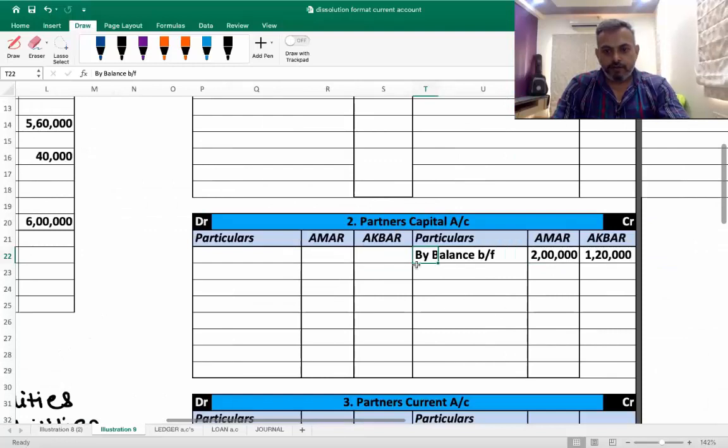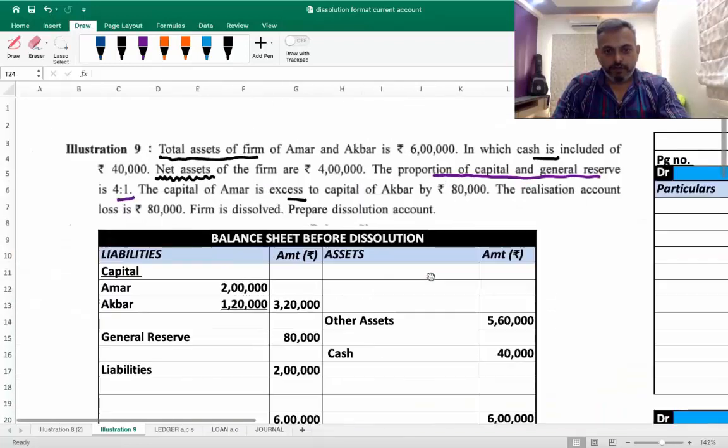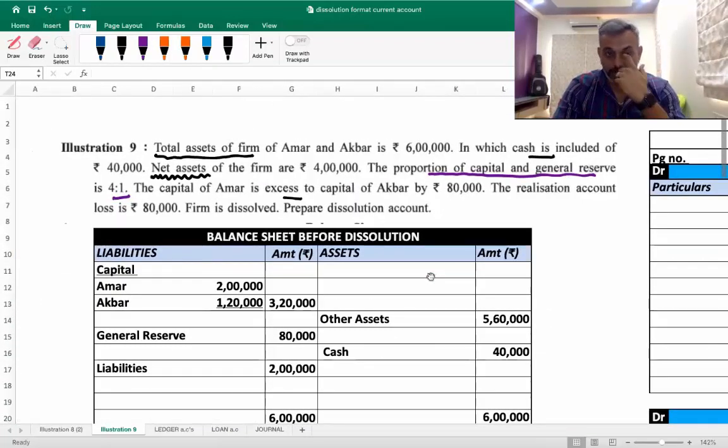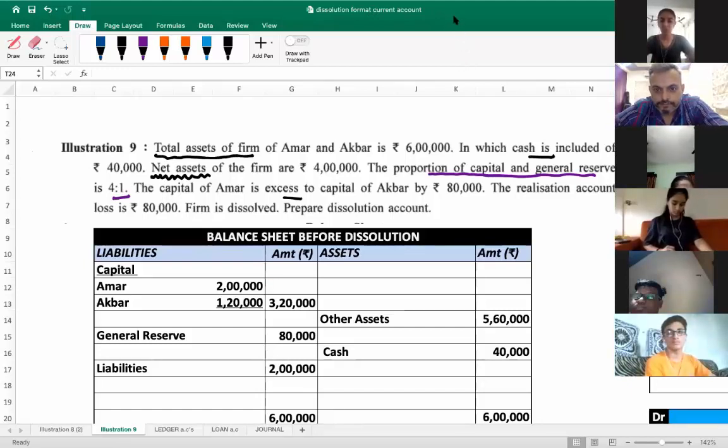General reserve distributed between partners. Now check karo what is the profit sharing ratio. Over here, what is the profit sharing ratio? Can you tell me what is the profit sharing ratio? Equal. कैसे पता चला? कहाँ दिया है equal? सर कुछ भी नहीं दिया है इसे.